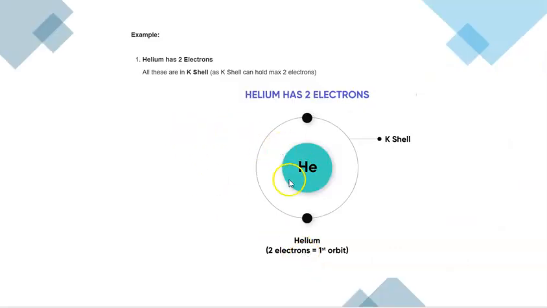Let's see the configuration of helium. Well, helium is a noble gas, as the 2 electrons that helium has are in the same orbit, and this orbit only allows 2 electrons. We can say that helium is stable. Helium doesn't need to gain electrons or lose electrons to be stable, because for helium, that is period 1, only 2 electrons are allowed in this shell.